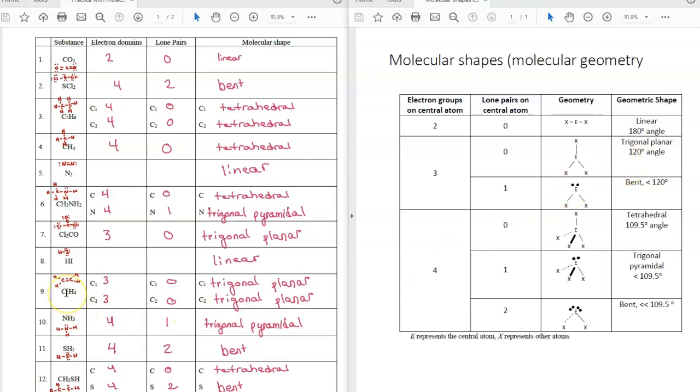Problem 9 is similar to problem 7. Looking at only the carbon on the left, it has 2 CH single bonds and a CC double bond. That is 3 electron domains. With no lone pair, we have a trigonal planar geometry. The carbon on the right is identical, so it has the same shape.